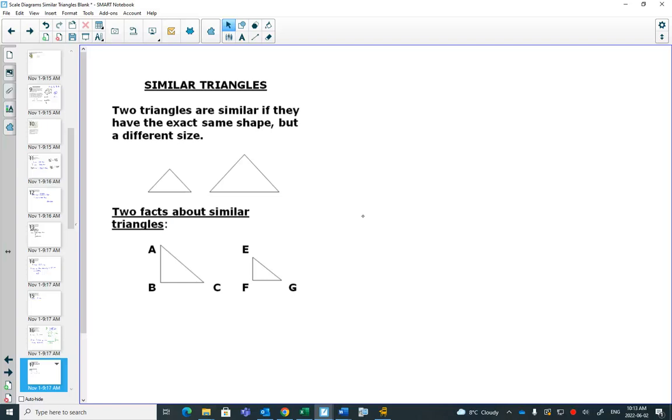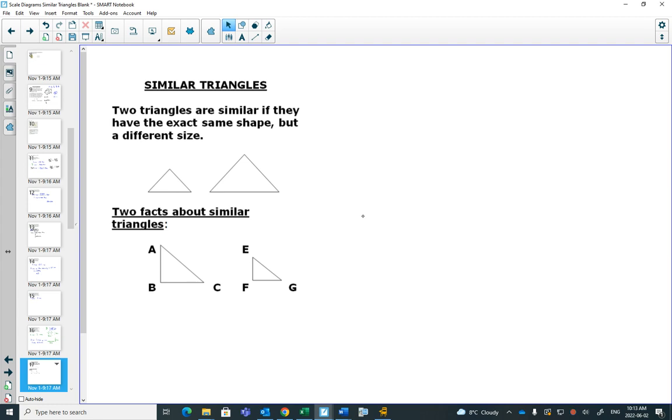So scale diagrams was the first part of this unit, and similar triangles is the second part. A main study in math throughout high school is triangles. What have you learned about triangles already?